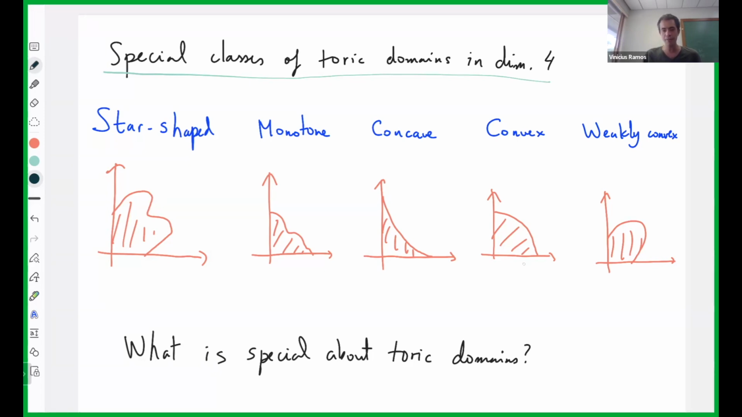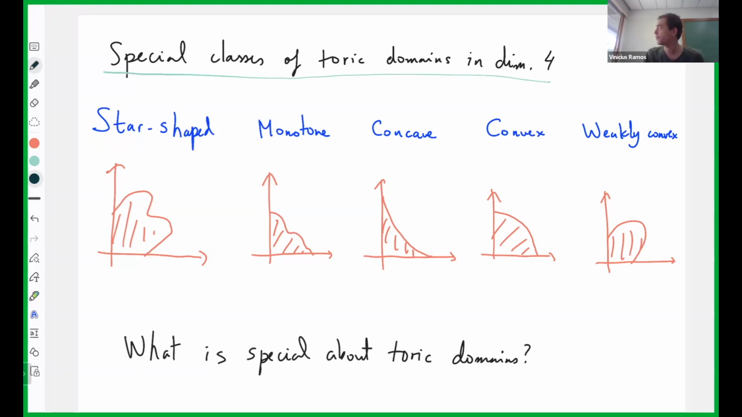And then there are 2 subclasses of monotone, which are concave and convex toric domains. Concave is basically what the picture is showing you. At every point, you look at the tangent plane, and you want the hypersurface to be above it, and convex is the other way around. Those 2 cases are monotone. And then there is the weakly convex, where the region is convex, but it doesn't have to be monotone.